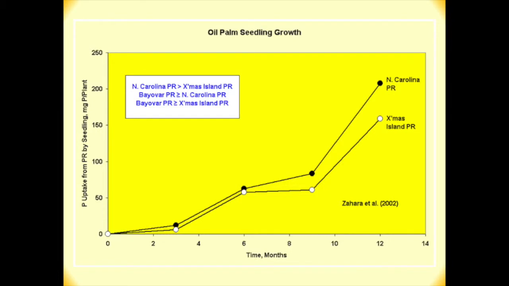Okay. That shows the oil palm seedlings from Sahara, one of the speakers here. The North Carolina rock is better than Christmas Island, as shown in here. Bayovar is greater than or equal to North Carolina. Therefore, Bayovar must be greater than or equal to Christmas Island rock for the oil palm seedling. All right.